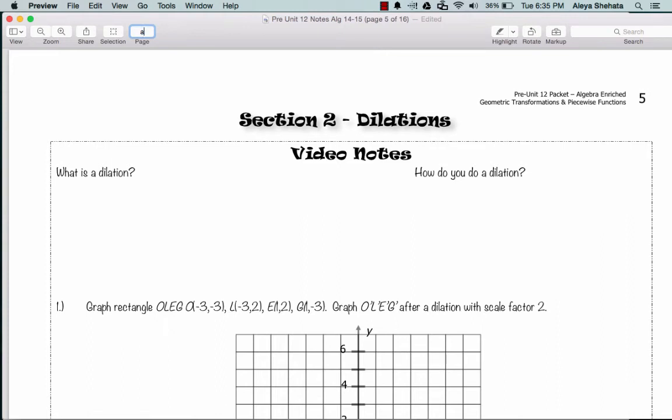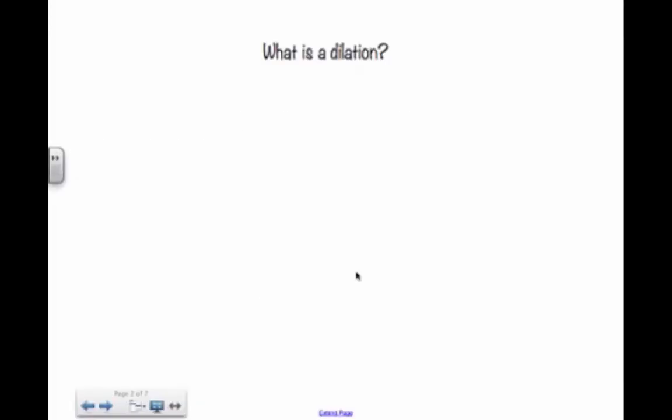All right, looks like you made it to section 2. Excellent job. On section 2, we will be talking about something called dilations. The first question is asking you to write down what is a dilation. So let's write the definition of it down first, and then let's talk about what it really is.